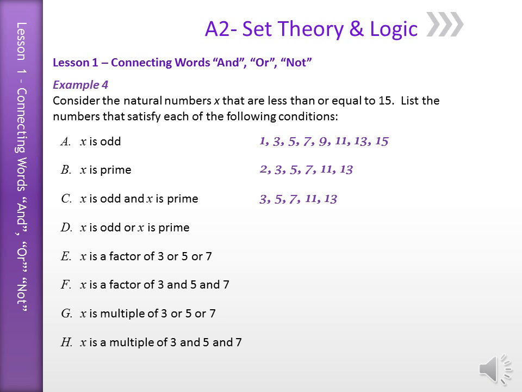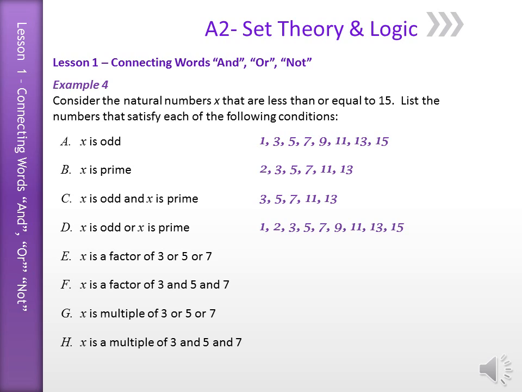For D, where we have odd or prime, we're including all the odd numbers and all the prime numbers. So basically we have here all the odd numbers, and we would also include 2 because even though 2 is not odd, it is prime.